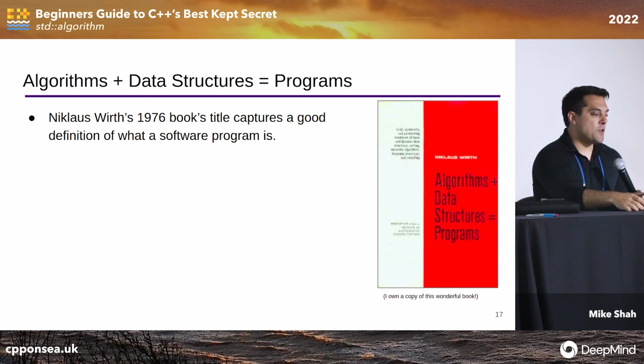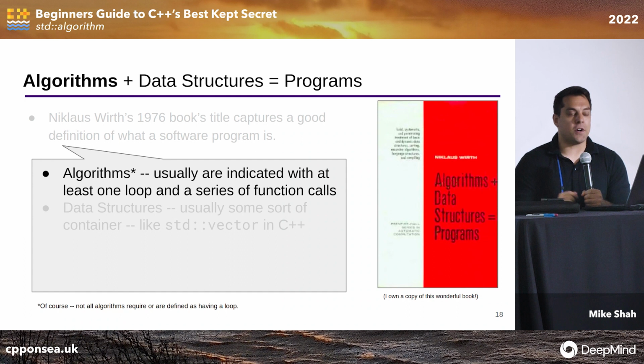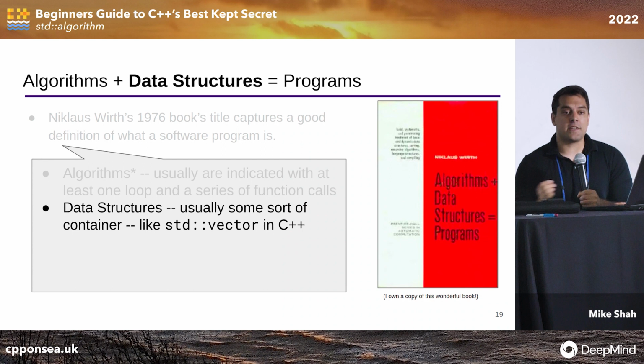In about 1976, Niklaus Wirth wrote this book called Algorithms Plus Data Structures Equals Programs. And I think the title of this book really accurately captures how we write software, or what a software program is. Algorithms, usually we have some sort of loops and a series of function calls. Not always, I know there's simple algorithms or things that run in constant time, but that's usually what I think of as indicating something interesting in a program. I have a loop and something executing. And of course, the data structures in C++ are containers like standard vector where we're storing results in our computation and accessing elements and so on.